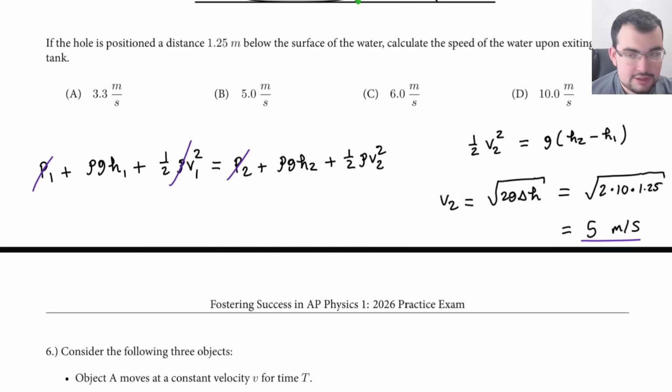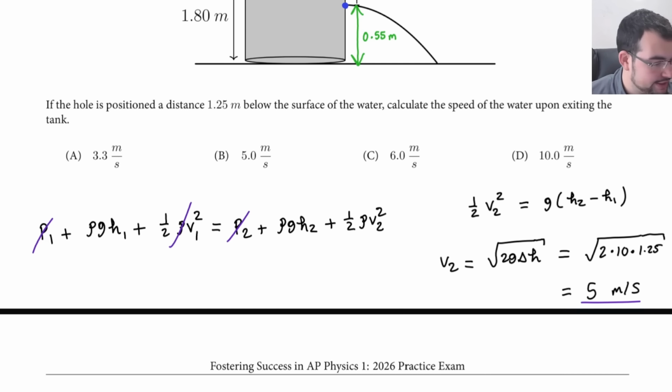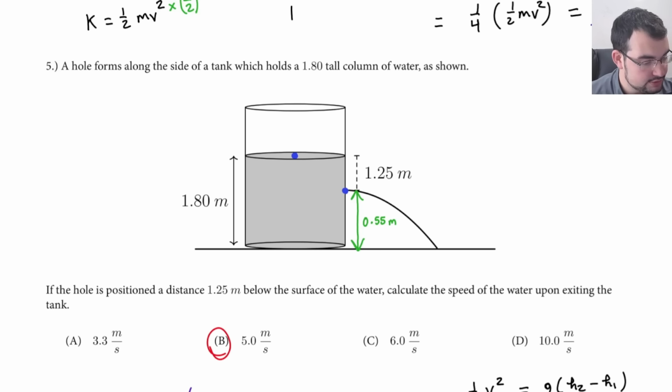So if you knew Torricelli's theorem, you could get this done in like 2 seconds. It's just square root 2gh. But I thought it was important to derive it.